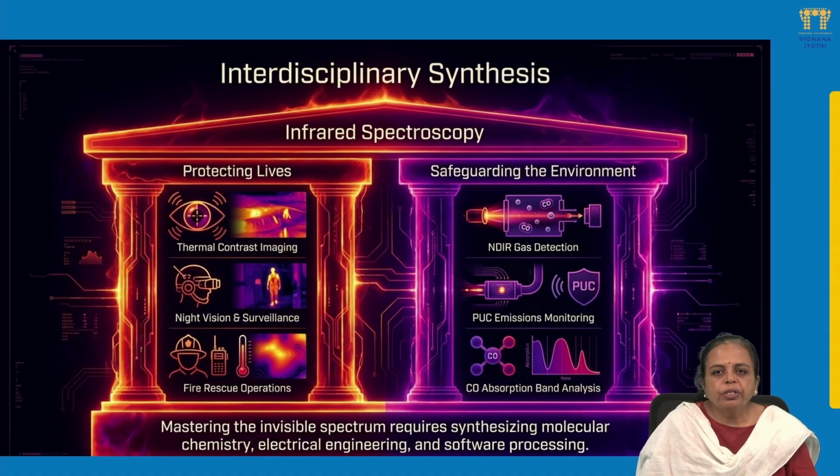So infrared spectroscopy has not only two applications, it gives a lot of things. It is protecting life. Thermal contrast imaging, night vision, surveillance, fire rescue are there, and it is also safeguarding the environment. If we identify how much toxic gases there are, then we can try to reduce them, so it also supports safeguarding the environment. Infrared spectroscopy works not only from chemistry, it is a combination of electrical engineering and software processing, and only then does the final product come for the benefit of society.